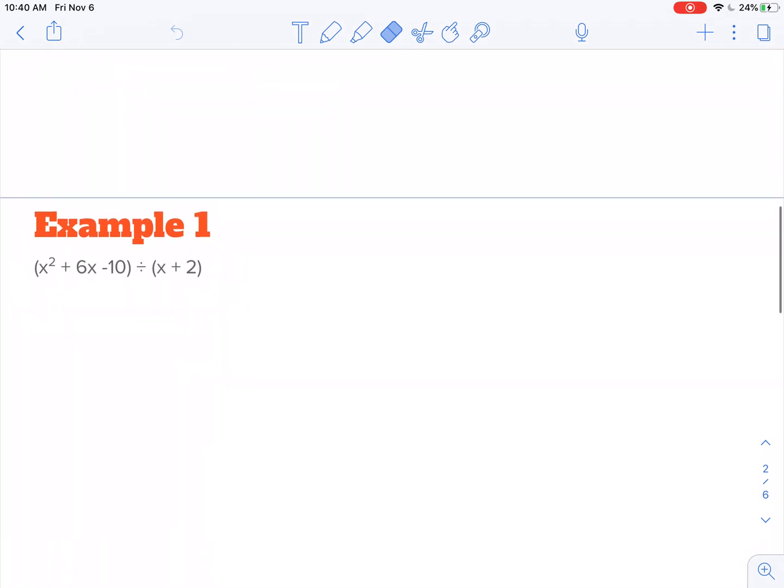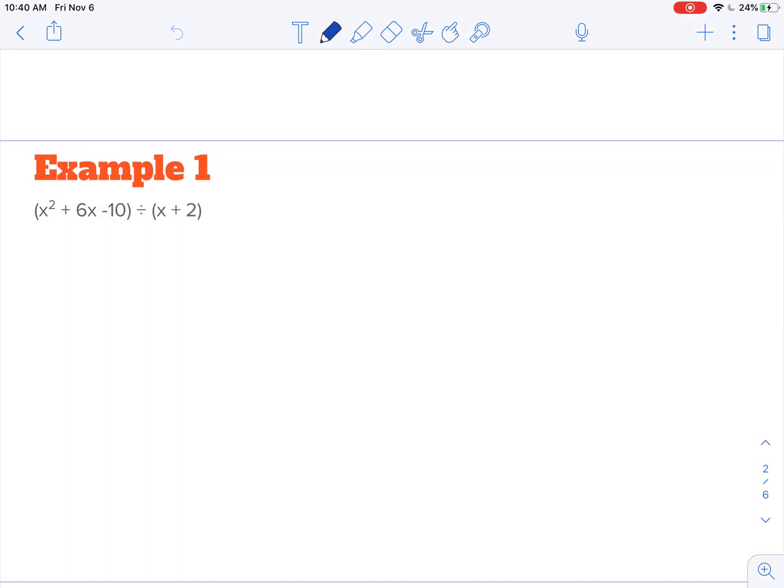All right, so we're just going to break it down. We're going to do polynomial long division. What I have here is x squared plus 6x minus 10 divided by x plus 2. So we're going to set this up just like we set up regular long division. We're going to set up a doghouse. We're going to set up x squared plus 6x minus 10, and then we're going to put x plus 2 outside. This is important: what we're dividing by goes on the outside of the doghouse, and what is being divided goes on the inside of the doghouse.